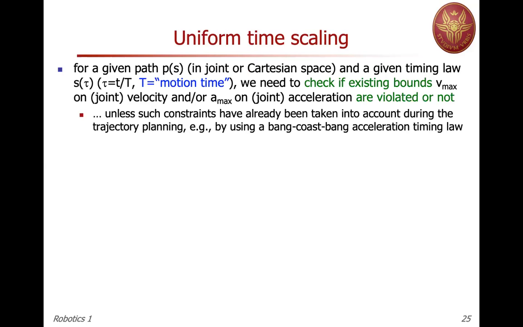What is this? Suppose that we are given a path, and now I'm using P as if it were a position in the Cartesian space, but in fact it could be anything, in joint or Cartesian space. And we have chosen a timing law on this path, so we have a full trajectory. And we have scaled the time with respect to the total motion time, so we have a function s of tau, where tau is t over capital T. You can do this scaling or not, but I think this is clear enough.